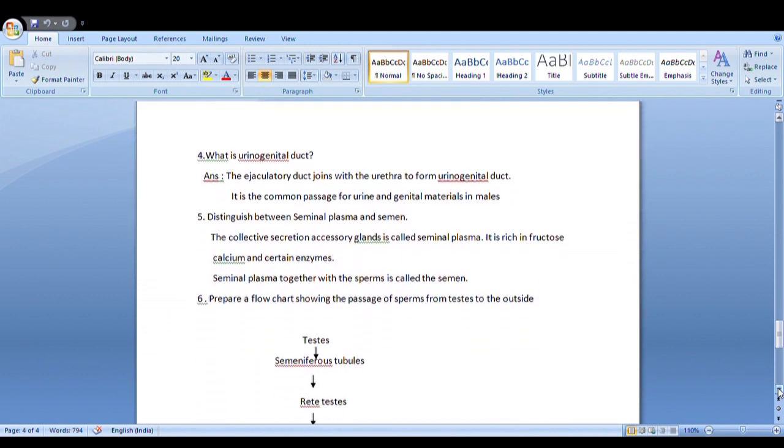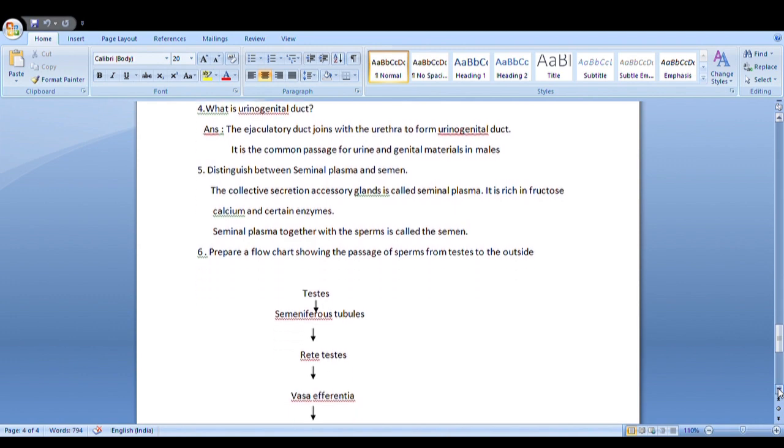What is urinogenital duct? The ejaculatory duct joins with the urethra to form urinogenital duct. It is the common passage for urine and genital materials in males. Distinguish between seminal plasma and semen. The collective secretion of accessory glands is called seminal plasma. It is rich in fructose, calcium and certain enzymes. Seminal plasma together with the sperms is called the semen.